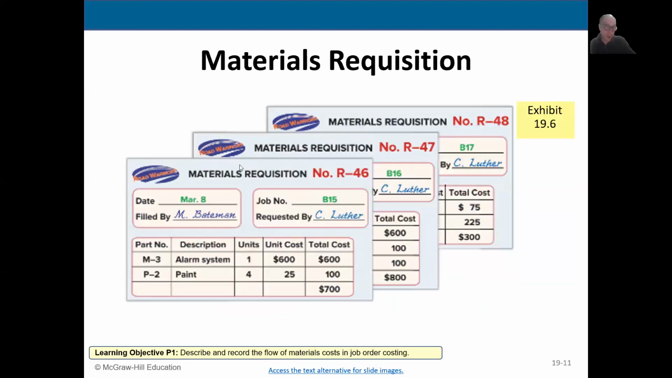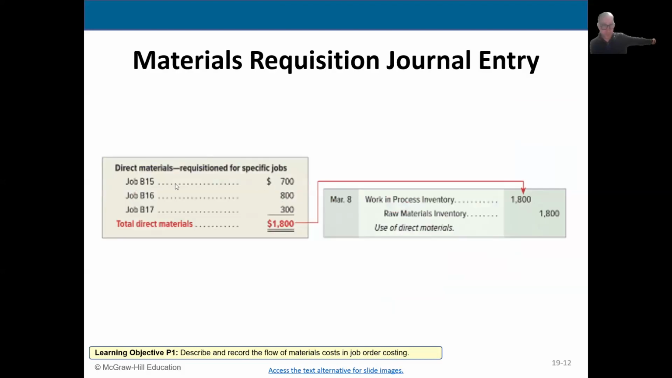We have an employee that filled out the materials requisition form because they're working on a couple of jobs, so they need the raw materials to complete those jobs. Those requisition forms get handed to the raw materials department, and then they issue those raw materials to work in process. So we debit work in process inventory to increase our work in process inventory, and we credit raw materials inventory to decrease raw materials.